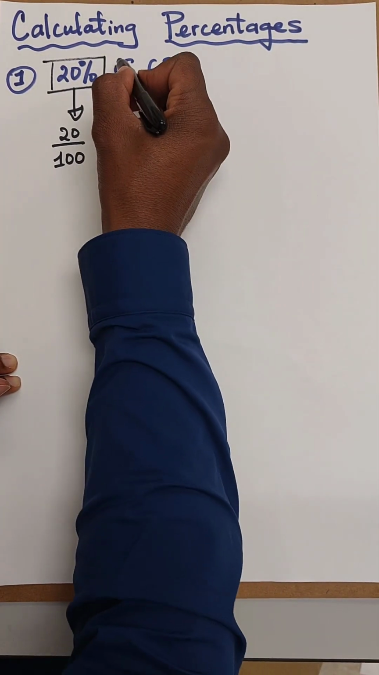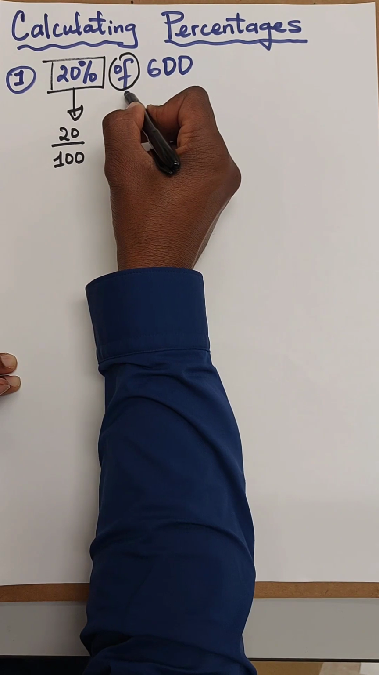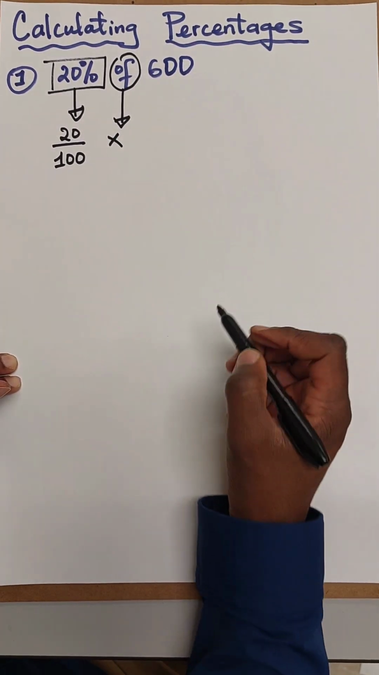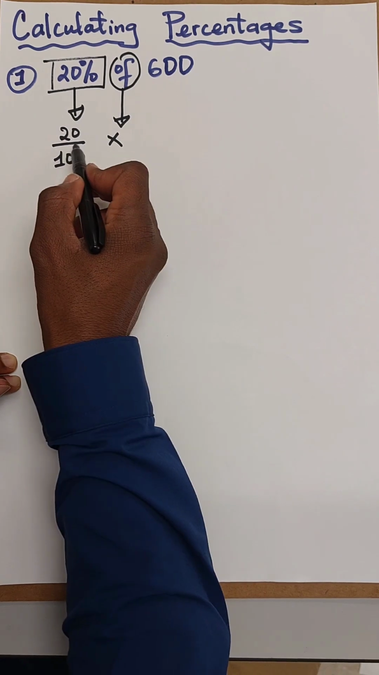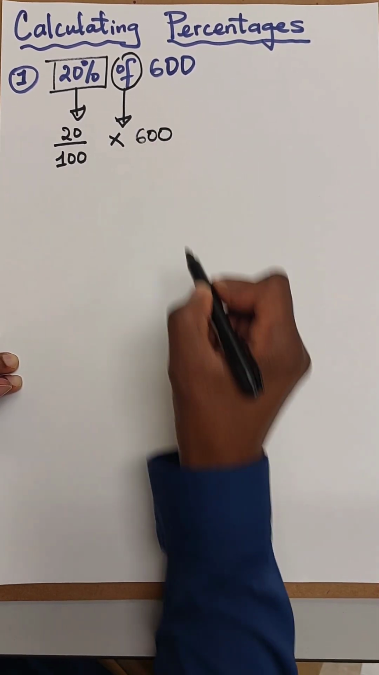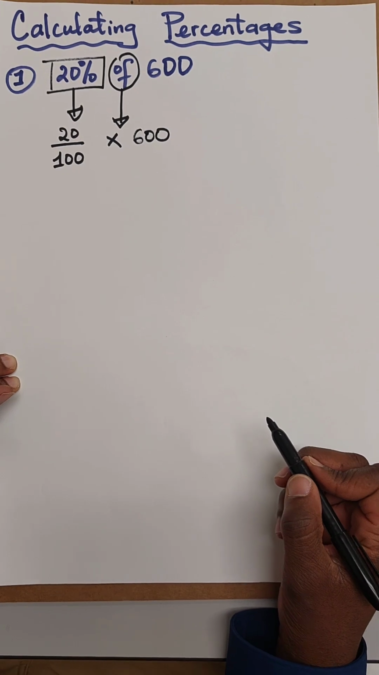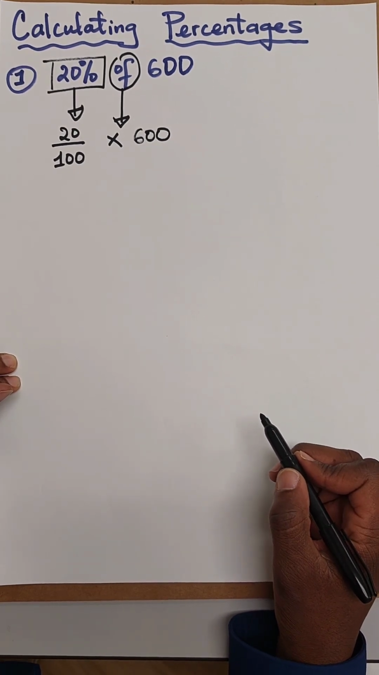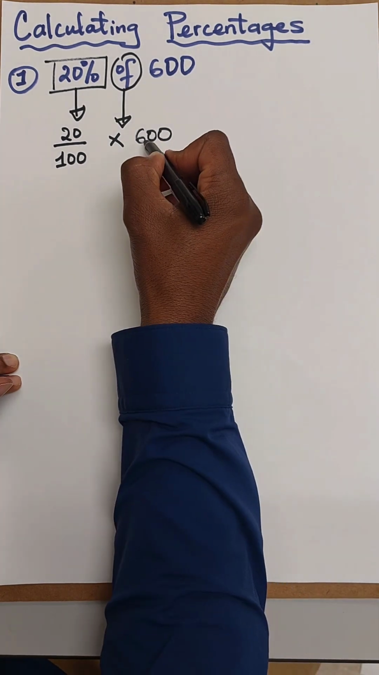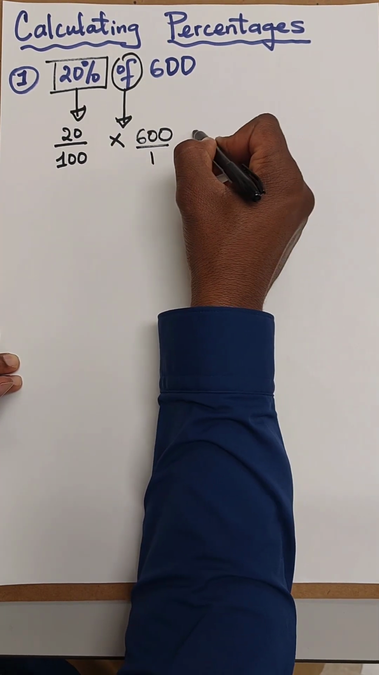Now, this word of in math translates as multiplication. The word of means multiply. So whatever you get here, multiply that by 600. Okay, you could get calculators into it, or you could simplify without a calculator. If you are simplifying without a calculator, then this is where you go.